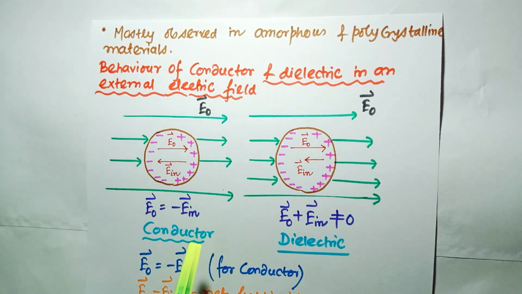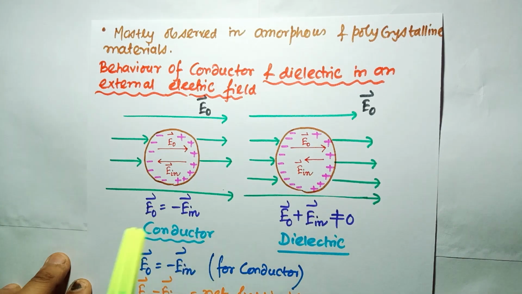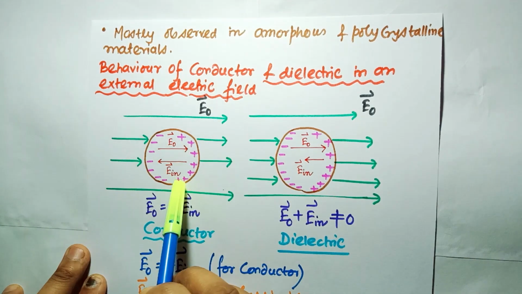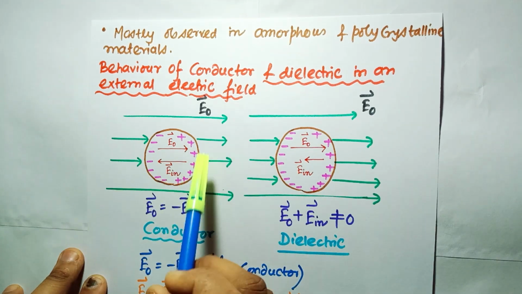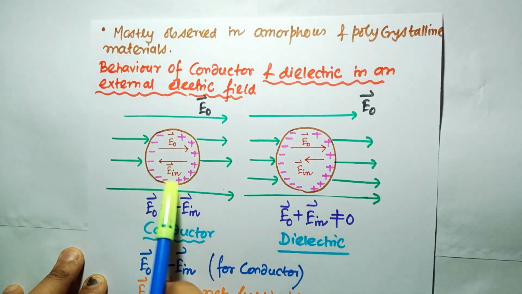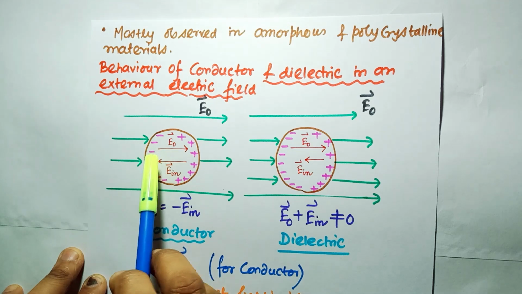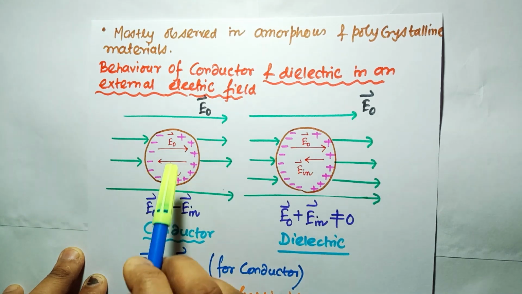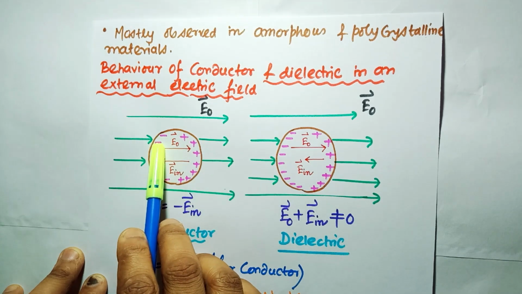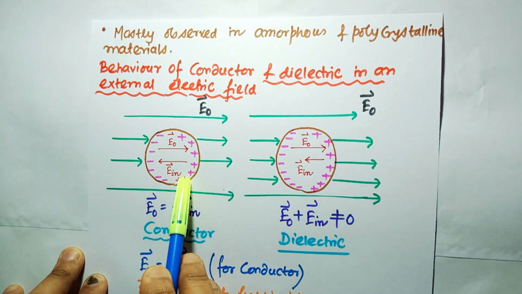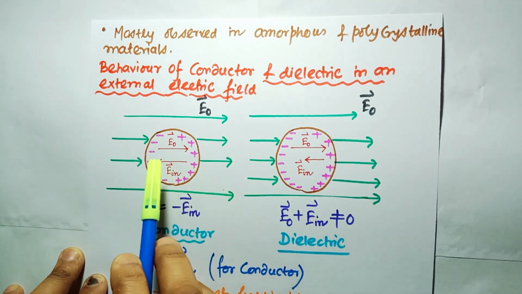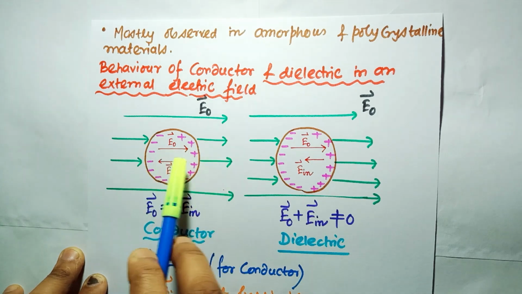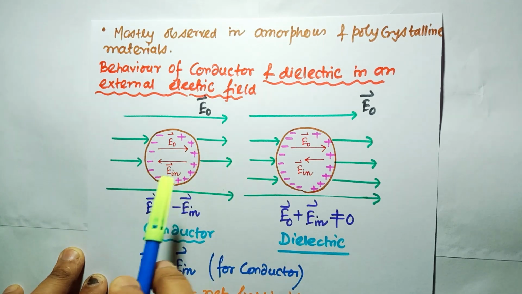From this figure you can see that when the conductor is placed here, the free electron will move in the opposite direction of the field. This is the property of the electron, and there will be one induced electric dipole because the electron will move in this direction and the positive charge will move along the direction of the electric field. So there will be an induced electric field inside the material, inside the conductor better to say.